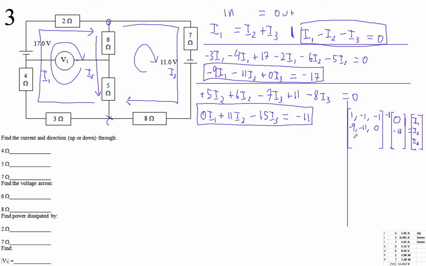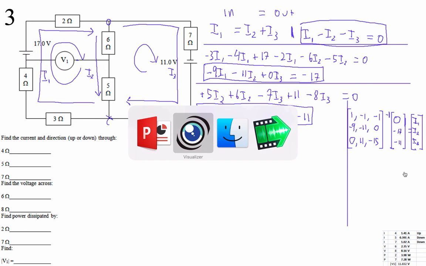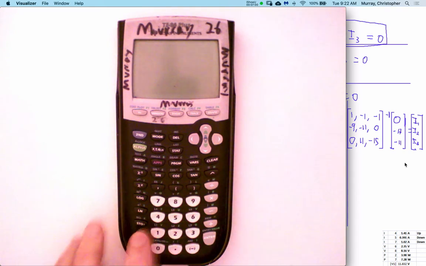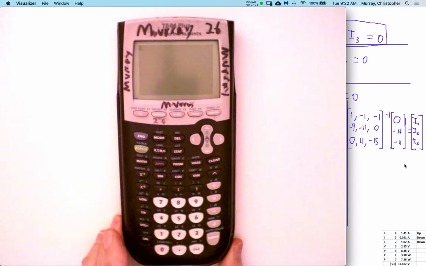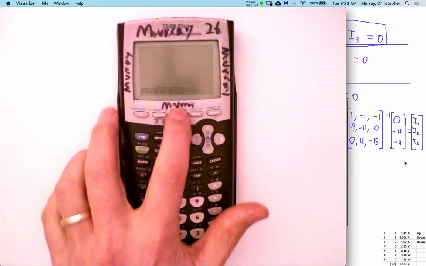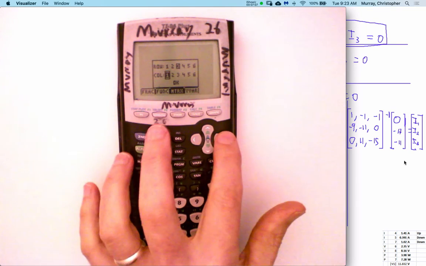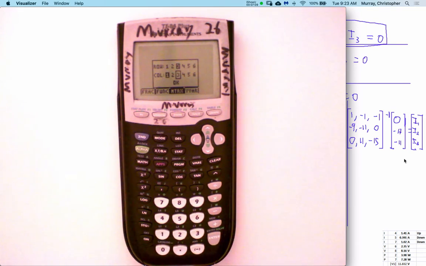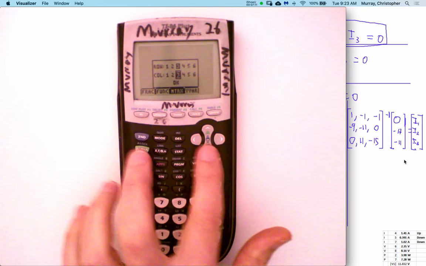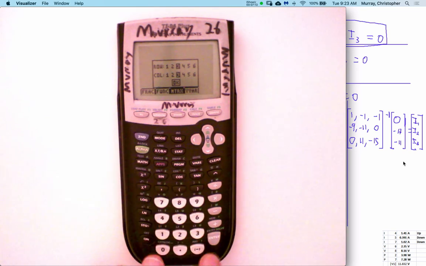Then let's see, we got 0, 11, -15, and -11. All right. Are we ready for this? Let's turn on our calculator. Let's clear, alpha F3. Let's go 3 and 3. So you've got to get it over the 3, right? And then I'm going to go here, and then I'm going to hit enter.